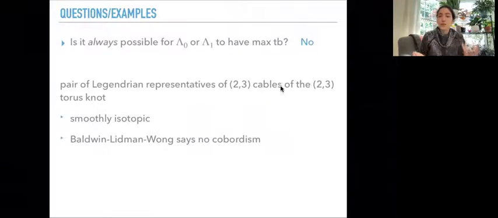So those are some questions that might come up for this. But there are lots of different things you could think about from this. One of them might be trying to determine the number of distinct non-isotopic Legendrian representatives of these ribbon cobordisms. There are lots of other things you can think about, but this is a starting place.